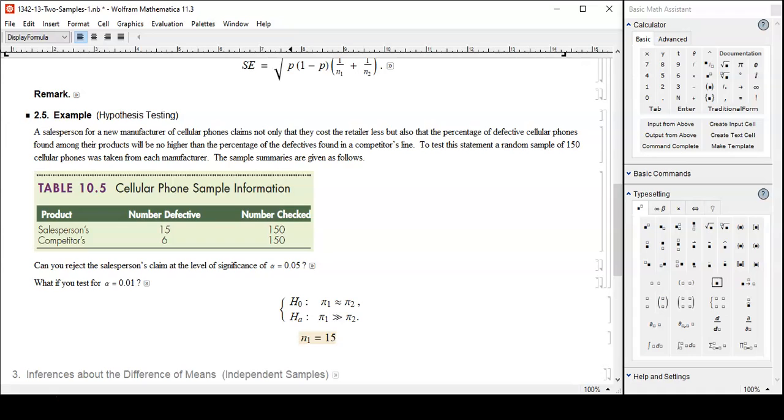Sample size n1 is 150. Yes, 150 checked. Sample size n2 is also 150. Again, they checked 150. These numbers in general do not have to be the same. In this particular case, they're the same so that we have a little bit easier computation. But if they checked 160 phones of the salesperson's and then checked only 90 phones for competitors, well, that can happen. So you use 160 and 90 for n1 and n2.